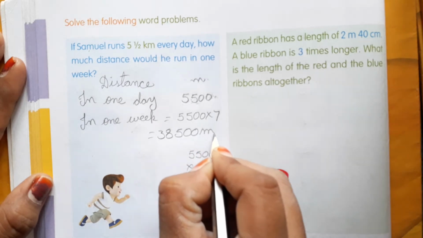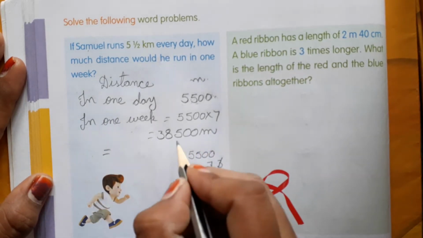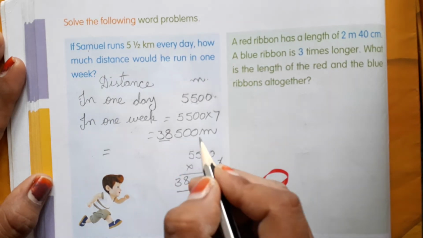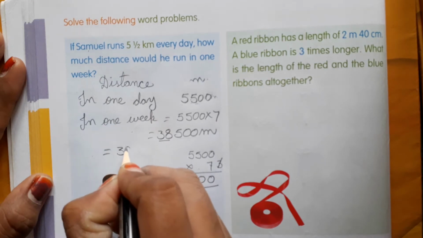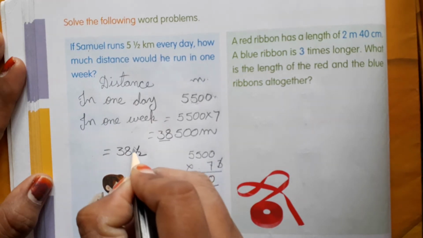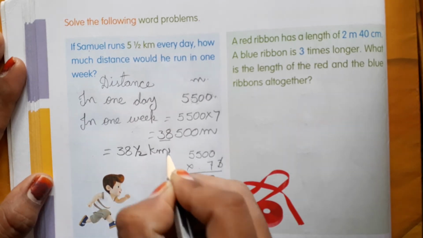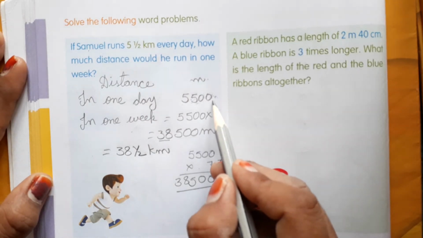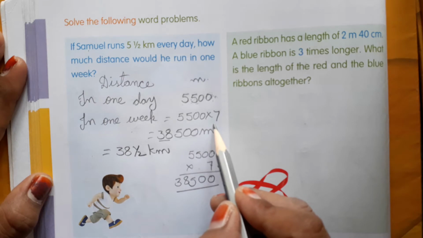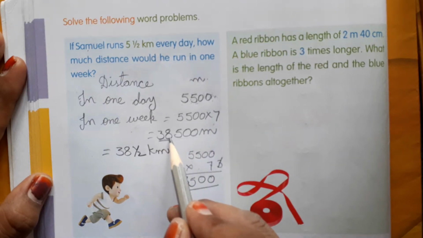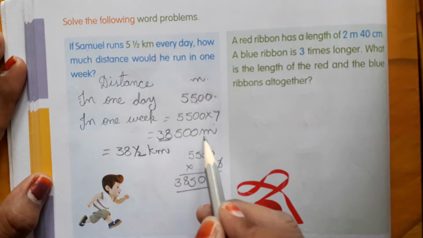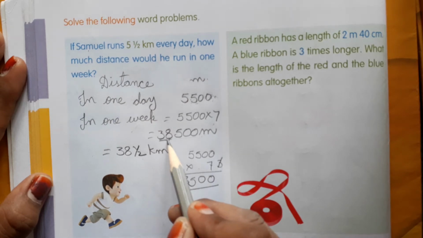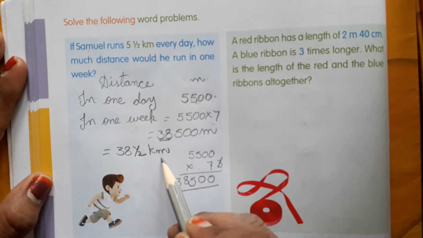38,500 meters. Now convert them into kilometers. So in 38,500, 38 is the kilometers and 500 is the meters. 500 means half. So 38 and a half kilometers. Did you understand, children? Here we converted kilometers into meters and multiplied. In 38,500, the numbers before the thousands place are kilometers and the numbers after are meters. 500 meters means half a kilometer. 38 kilometers and half a kilometer. 38 and a half kilometers.